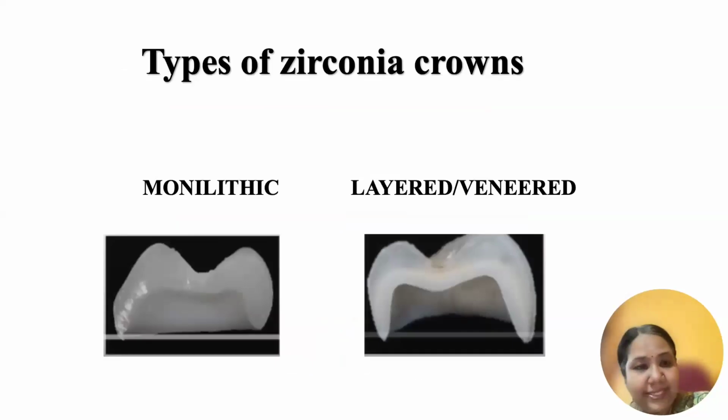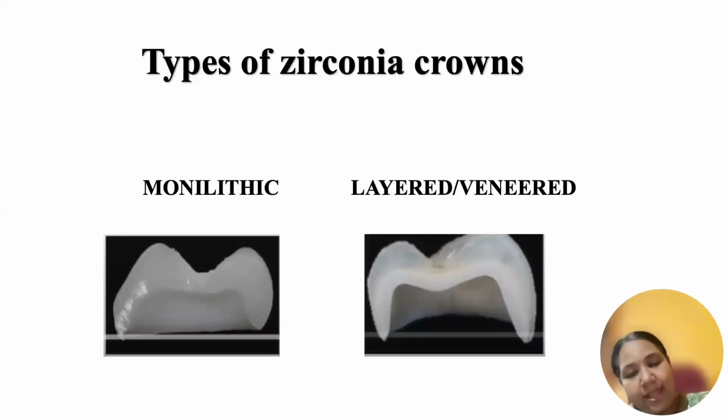Zirconia crowns are basically of two types. One is a monolithic crown and the other is a layered veneered crown. Monolithic crowns are milled from a single solid block of zirconia. Because of this design, it eliminates the risk of veneer chipping or delamination, which can occur with layered ceramic crowns. These monolithic crowns have a densely sintered microstructure.